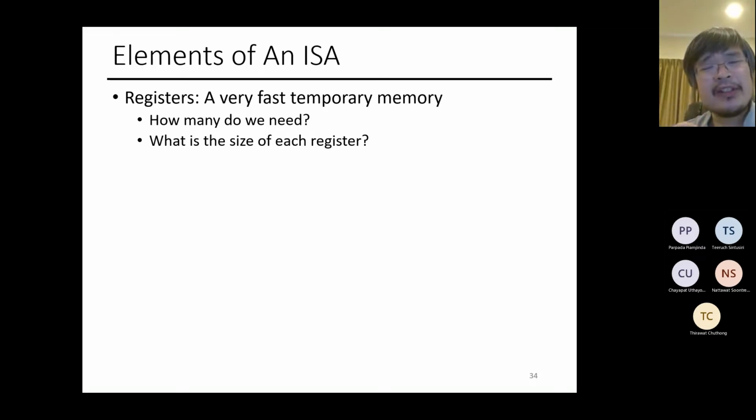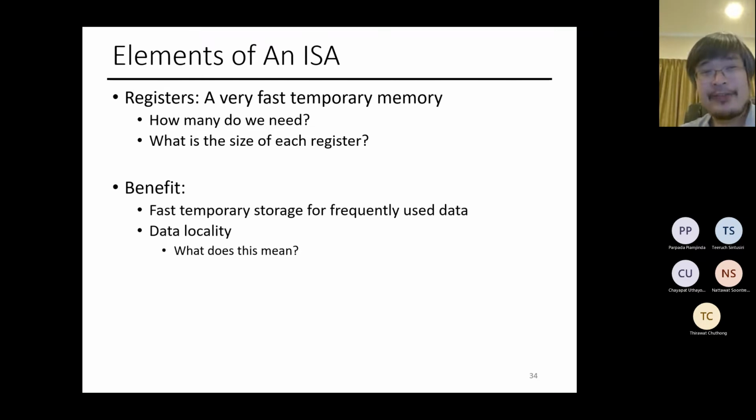You can think of a register as a really, really fast temp memory, like a temp variable in the program, right? So the more we have, it seems more convenient, right? So it makes sense that we have a lot of registers, but this also costs a bunch of transistors as well, right? So the benefit is definitely I can use this temp storage to store frequently used data, right? And you can get data locality, and we will talk about what it means in the caching lecture. We're not gonna talk about data locality right now.